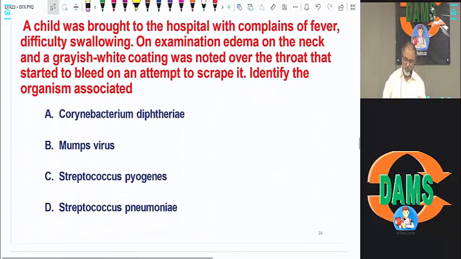A child was brought to the hospital with complaints of fever, difficulty in swallowing, edema in the neck and greyish white membrane. What is it? Corynebacterium diphtheriae. This is called pseudomembranous tonsillitis.